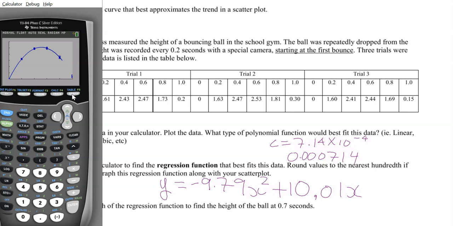How does it look? Pretty good. So there's a thing on the calculator that will tell you how close. We used to do it. We don't do it anymore. It's the r squared value. It tells you how well the curve fits.